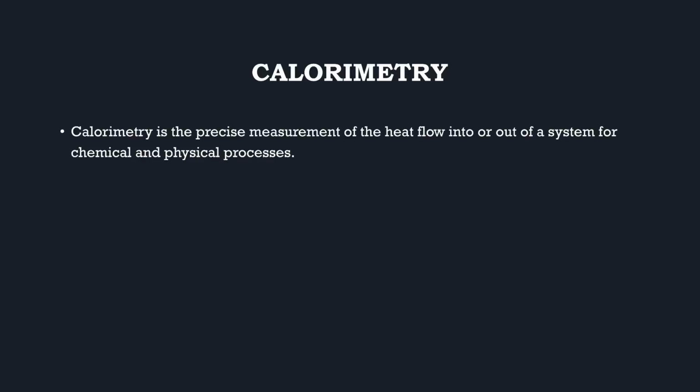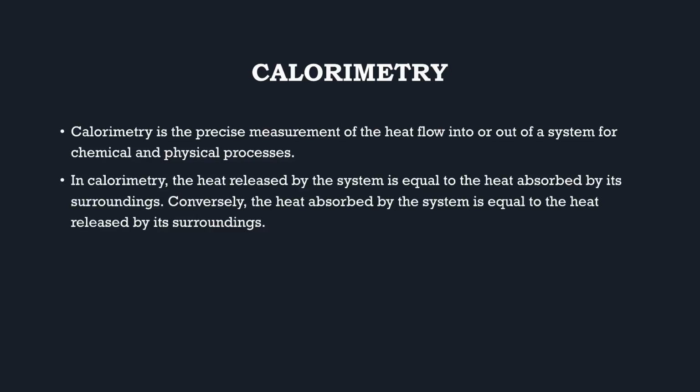So today we're going to talk about calorimetry. And what is calorimetry? So calorimetry is the precise measurement of the heat flow into or out of a system for chemical and physical processes. Now remember, we have already talked about what the system and the surroundings is. Remember that the definition that we're using for a system is whatever we are focused on, right? So calorimetry is basically measuring that heat flow and what is happening to it, if it is going into the system and out of the system, and how much heat flow there is.